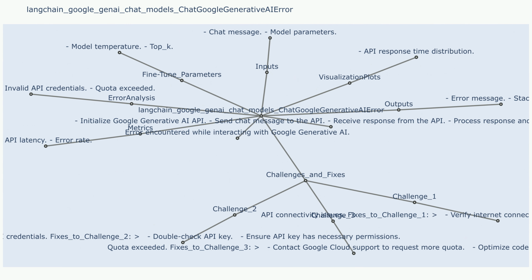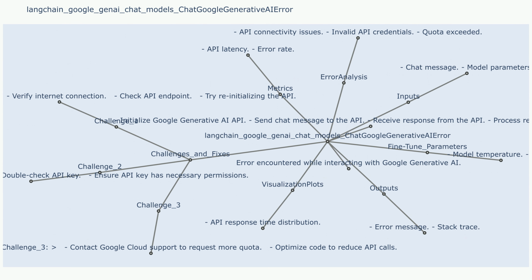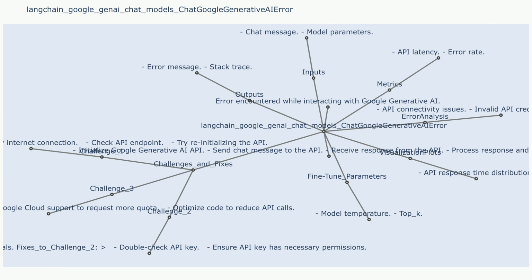Challenge 2: network connectivity issues. Sample use case that resulted in challenge 2: the system trying to interact with Google's generative AI service while having a poor or unstable internet connection. Fixes to challenge 2: verify your internet connection and ensure that it is stable and reliable. Consider using a VPN or proxy if you are behind a firewall or encountering network restrictions.